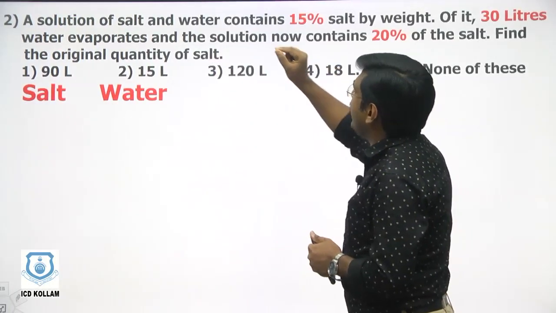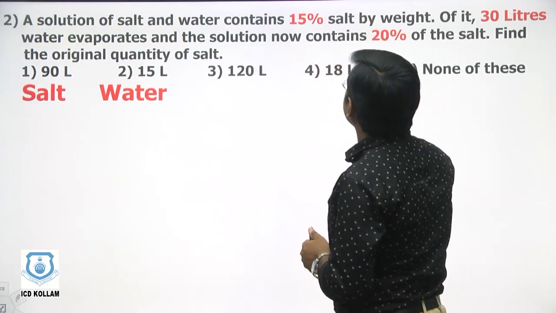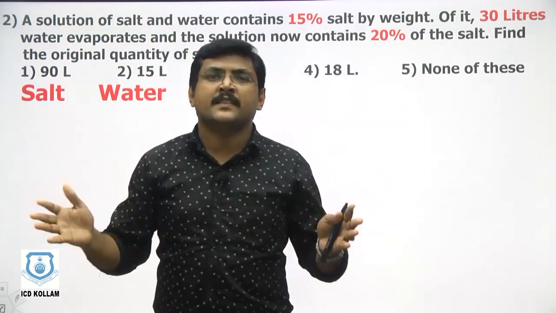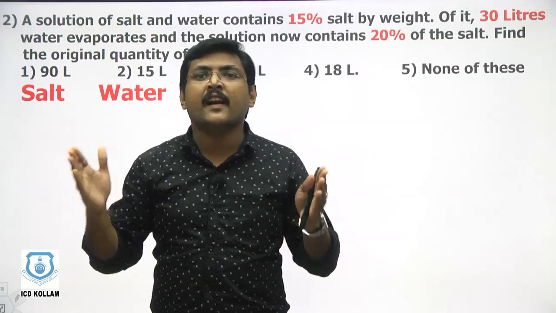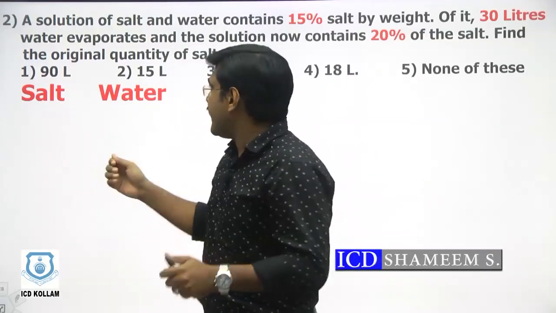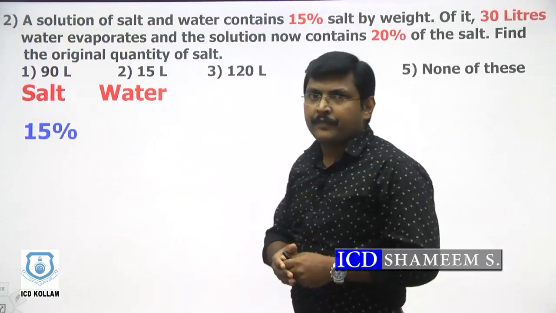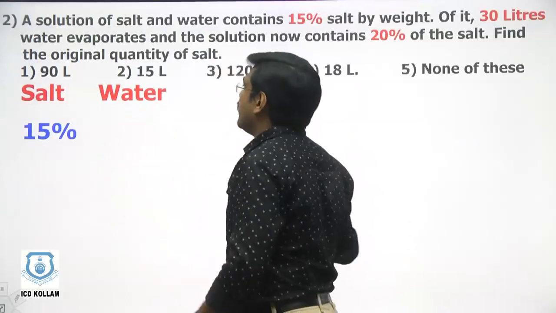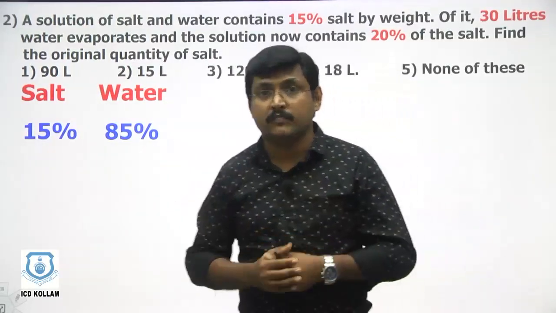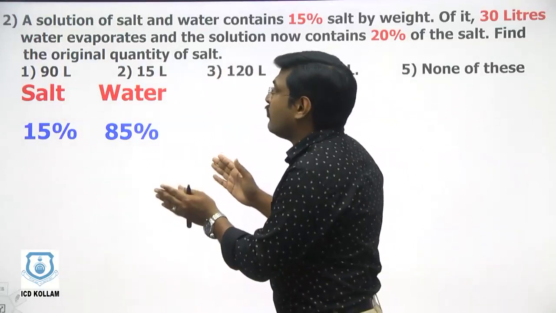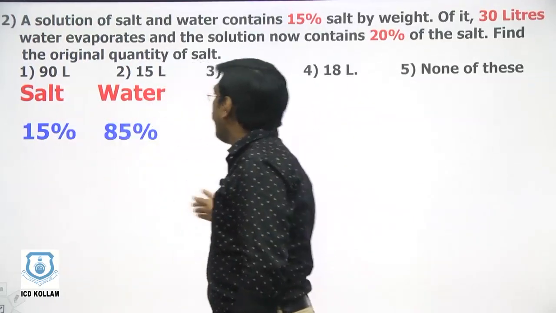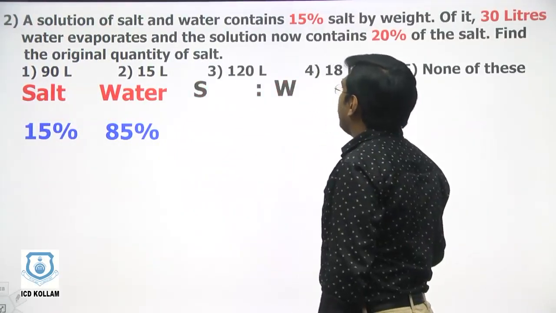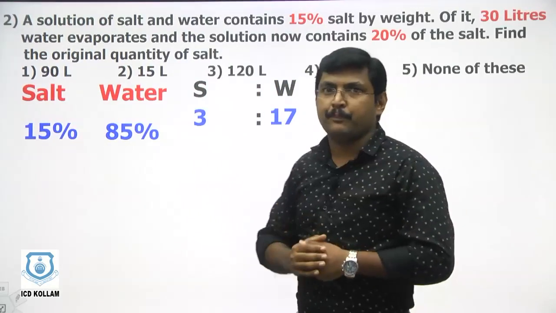Initially it is clearly given that a solution of salt and water contains 15% salt by weight. So 15% salt means, consider that the solution has 100%. Out of that 100% solution, it is clearly given that the salt is 15%. Since the total solution is 100%, if 15% is salt, then for sure the remaining 85% will be water, right? So from that percentage I am converting to ratio. Here 5 is common for both. On cancelling with 5, 3 times 15 and 5 17 times water, right? So I am writing the salt to water ratio as 3 is to 17.